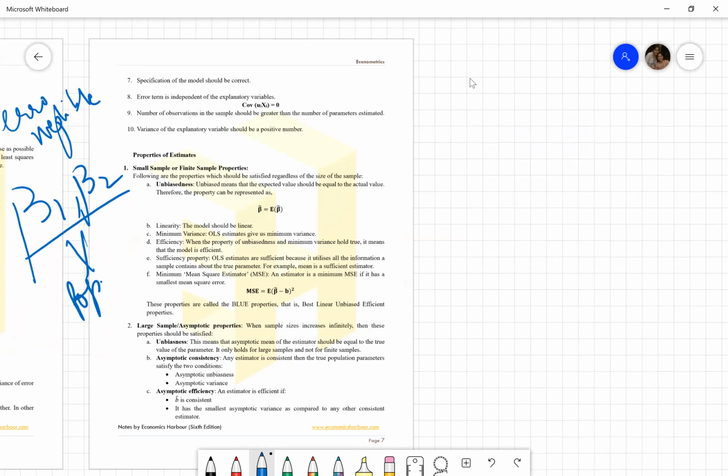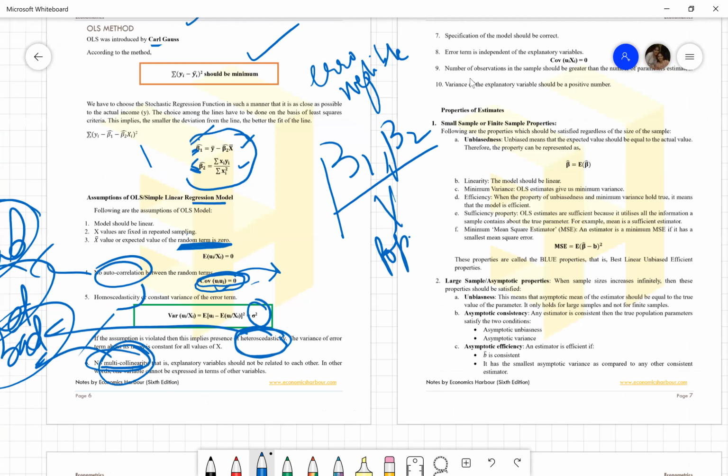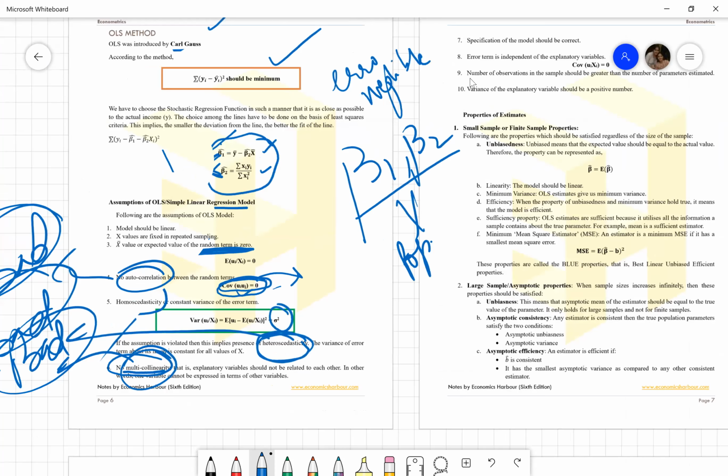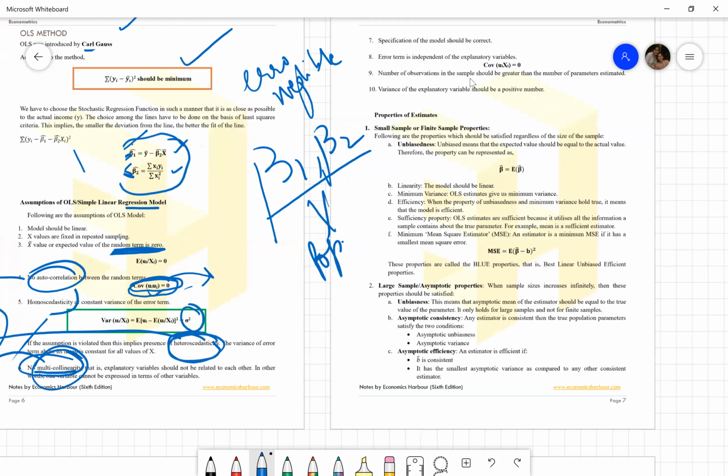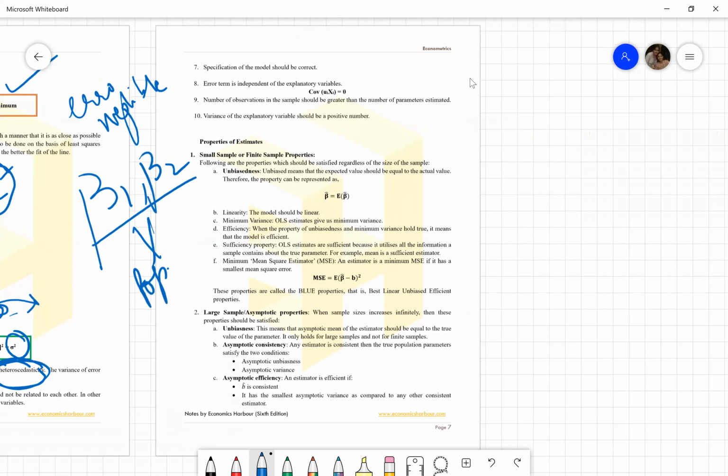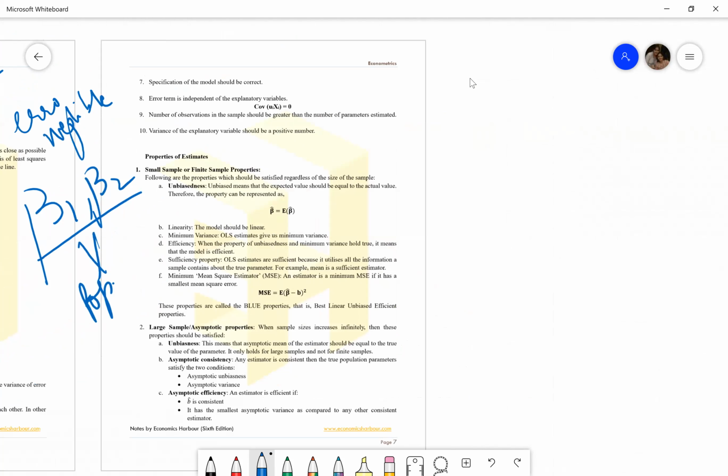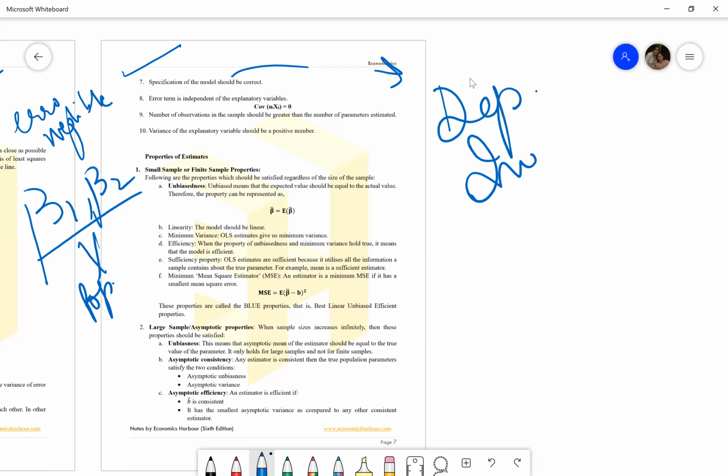X1, X2, X3 are called the explanatory variables or independent variables. Then, the seventh assumption is that your specification of the model should be correct. You should correctly specify which is your dependent variable and which is your independent variable in your model. It should be correctly specified in the model.